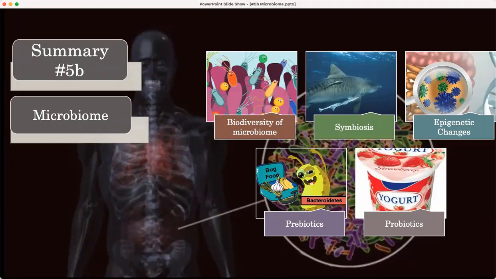So to summarize some of this: biodiversity of the microbiome, the symbiotic relationship we have, how these gut bacteria and viruses can cause epigenetic changes. Prebiotics and of course probiotics are things that are giving the bacteria back. So the probiotics are the yogurt, kefir, kombucha, the actual bacteria, or you can get them in pill form.